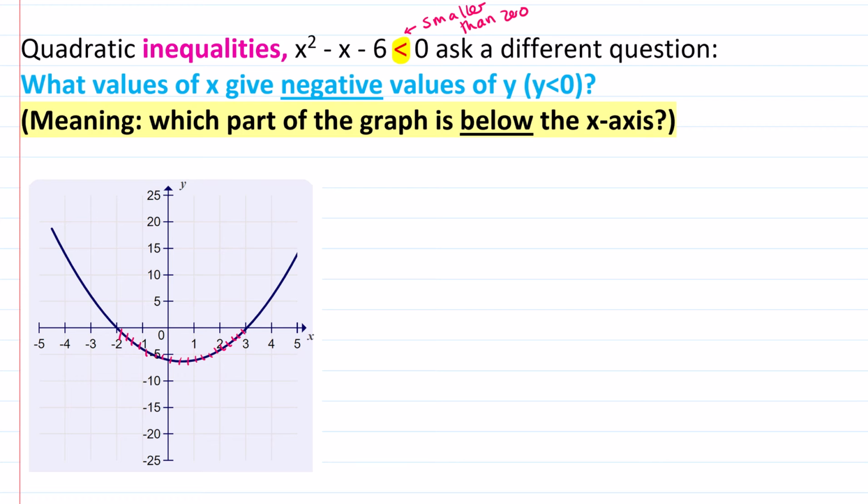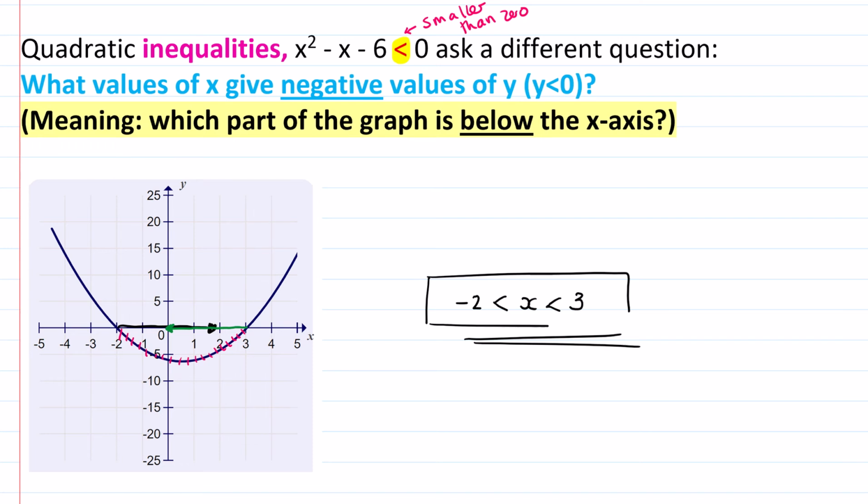So the answer would be written in the following way. All the values of x that are bigger than -2, so you see -2 is getting bigger in this direction, but all the values of x that are smaller than 3, these will give negative values for y. So that would be your answer.